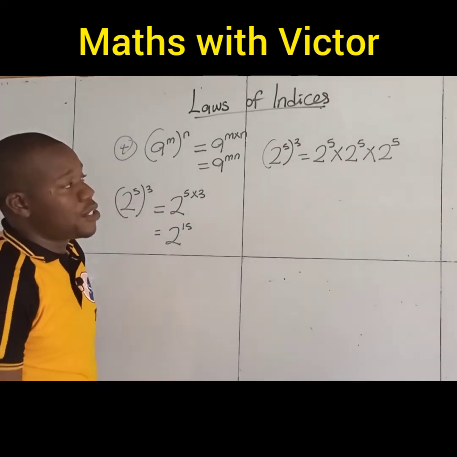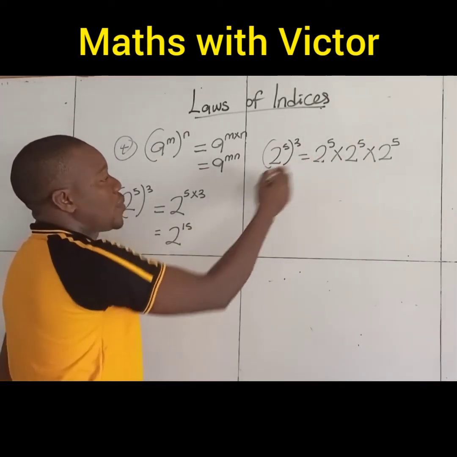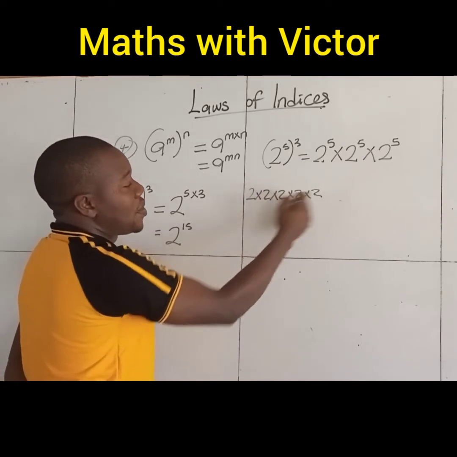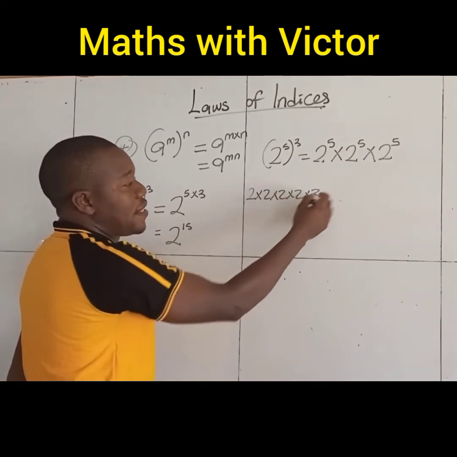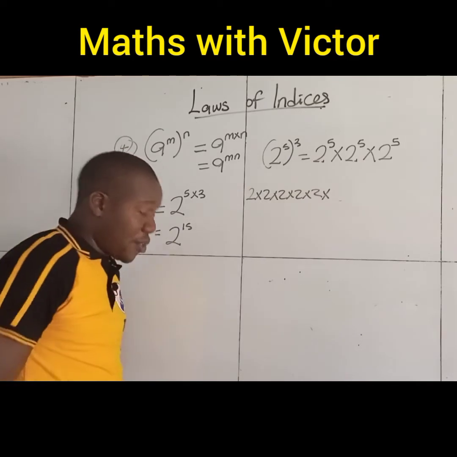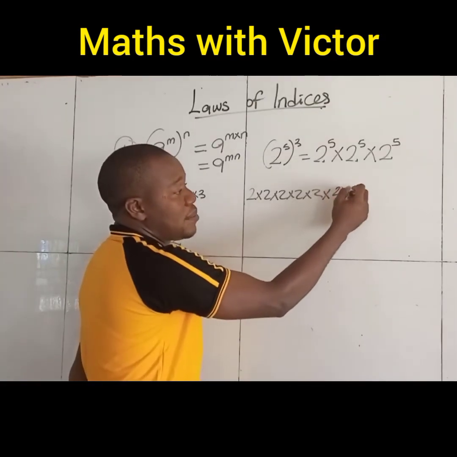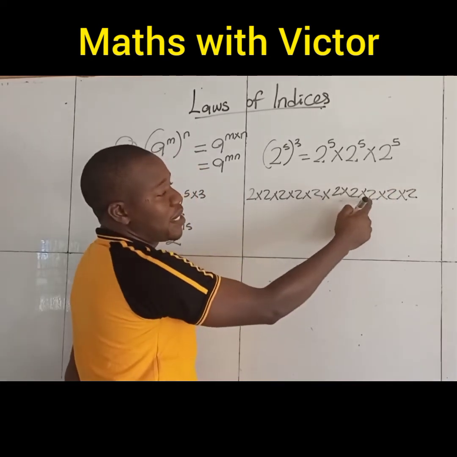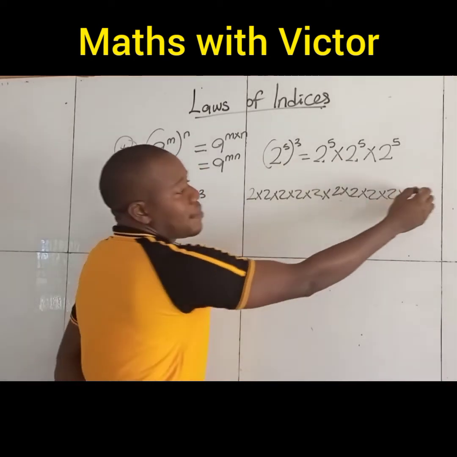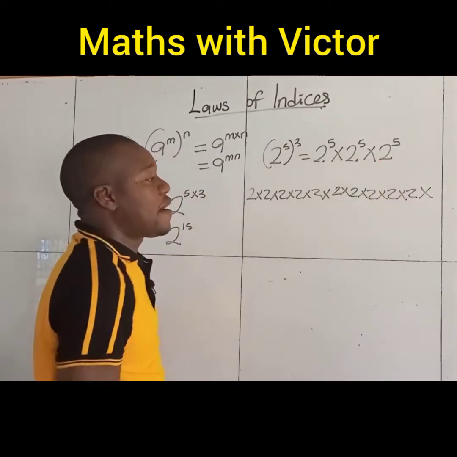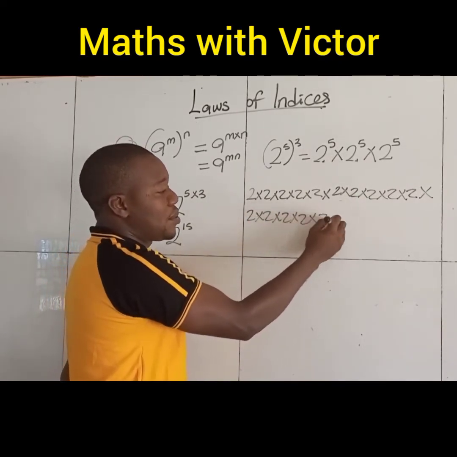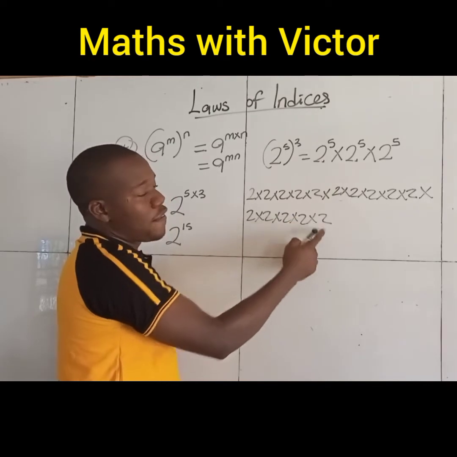Then by expansion, 2 raised to the power 5, the first one, is 2 times 2 times 2 times 2 times 2, 1, 2, 3, 4, 5. Times the next one, 2 raised to the power 5, is 2 times 2 times 2 times 2 times 2, 1, 2, 3, 4, 5. I'm done with this. Times the last one, 2 raised to the power 5, is still 2 times 2 times 2 times 2 times 2, 1, 2, 3, 4, 5.